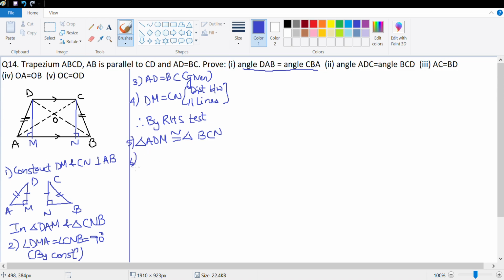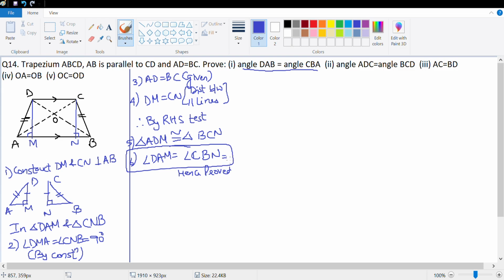What this gives me is angle DAM is equal to angle CBN. This is what they wanted us to prove. This is part 1. DAB is nothing but DAM. Perfect. So hence proved.